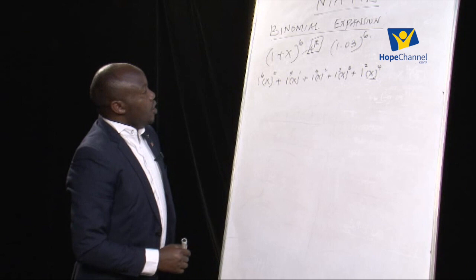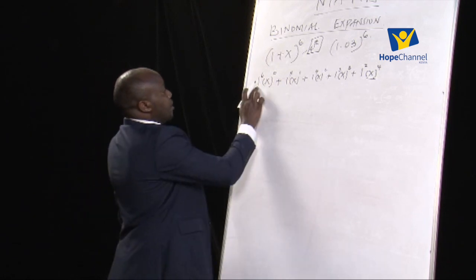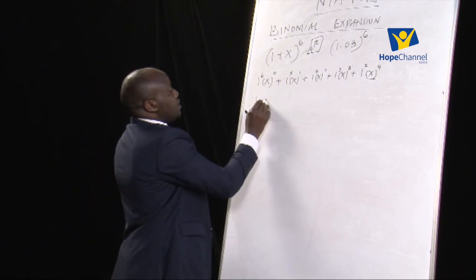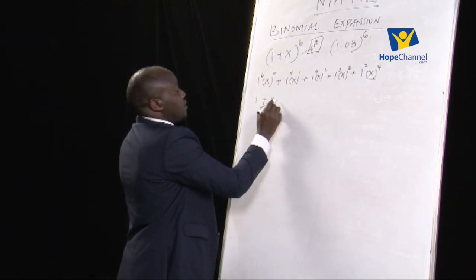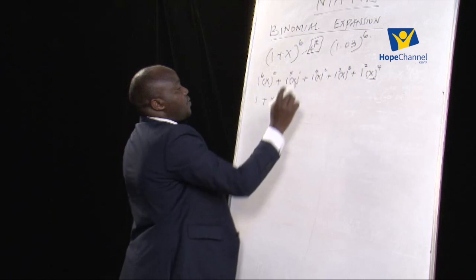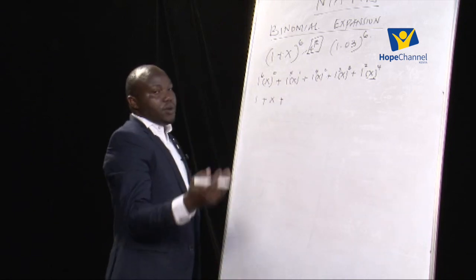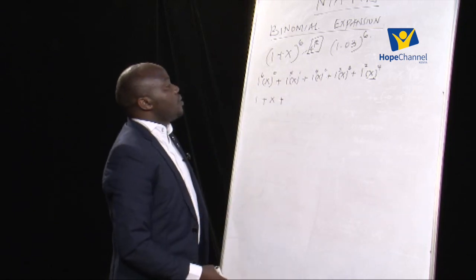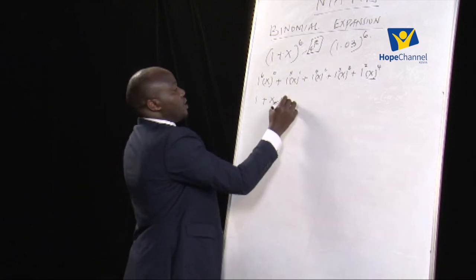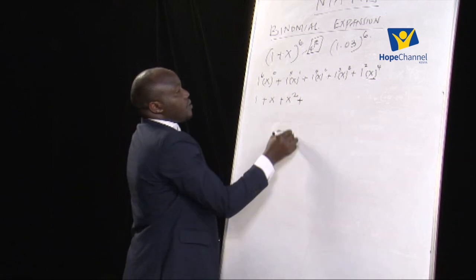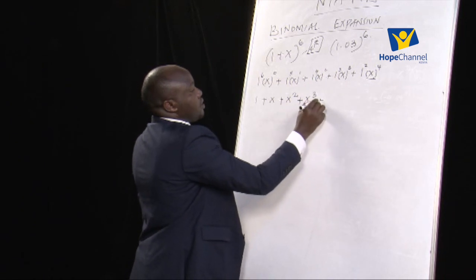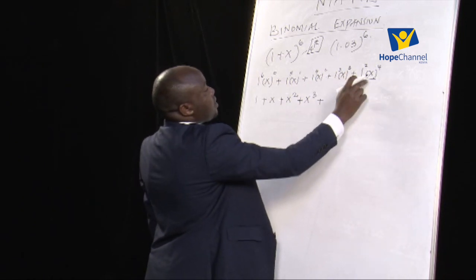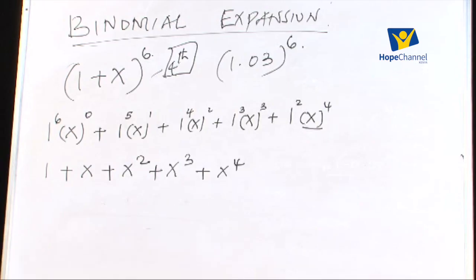Now, open this bracket. I'm going to have 1 power 6 is 1, plus 1 raised to power 5 is 1 times x is x, plus 1 raised to power 4 is 1. 1 times 1 times 1 times 1 is always 1. Times x squared, that is x squared, plus 1 power 3 is 1 times x cubed is x cubed, plus 1 times 1 and x power 4 is x power 4. We are done with the expansion, but we are not done completely.